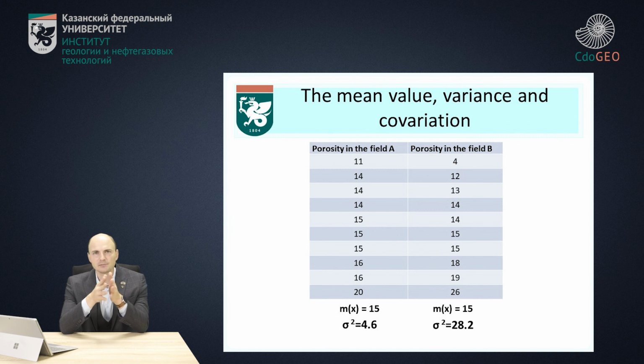But what does it mean? Big mistake or small mistake? That is controlled by the variance. The higher the variance, the greater the possible mistake of your calculations.